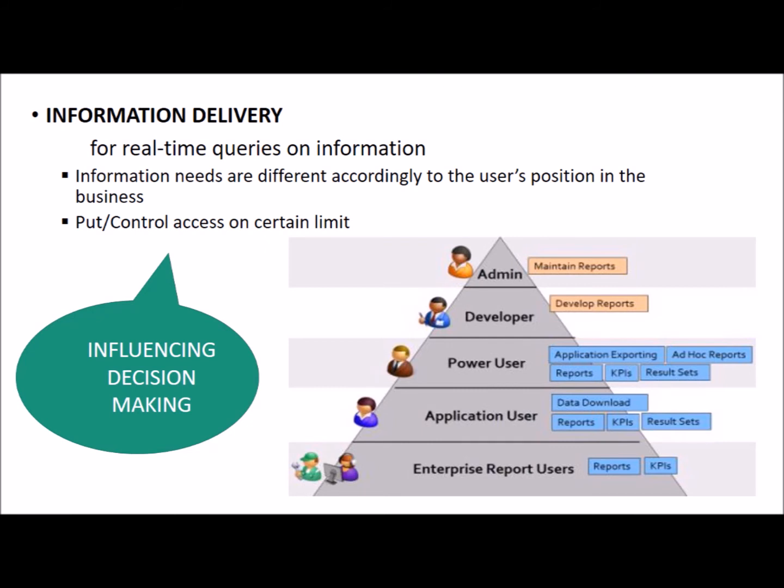As we can see here, this is an example of the different positions in the business and their requirement of the information. For example, admins maintain the reports of the data, developers produce the reports, and power users such as the CEO and executive lines need application reporting, ad hoc reports, and application user staff, and the last one is for reports and KPIs. They have to submit them. That's all. And other.